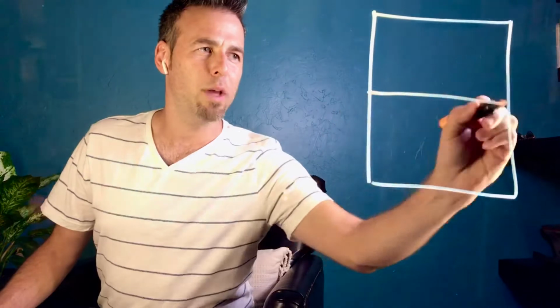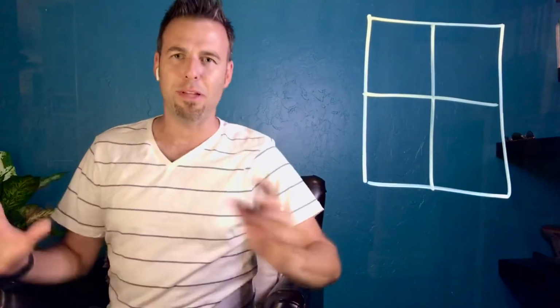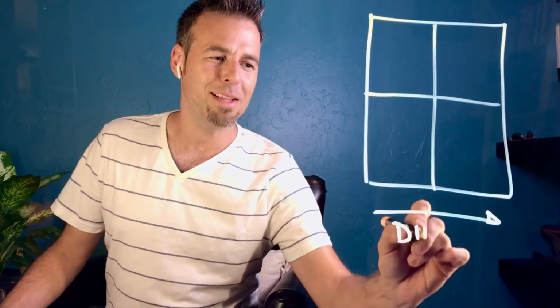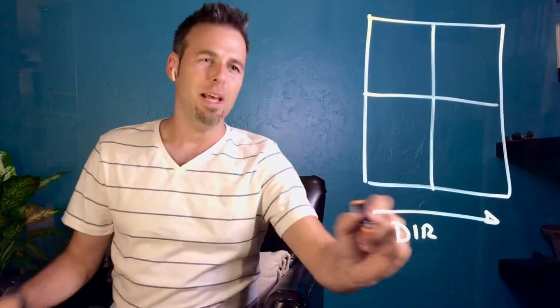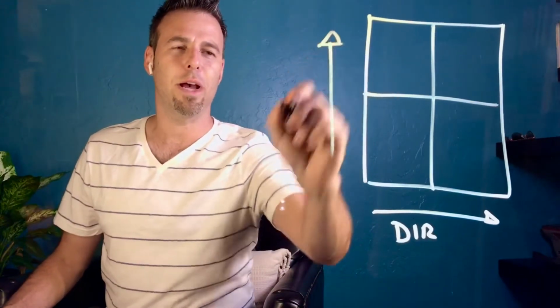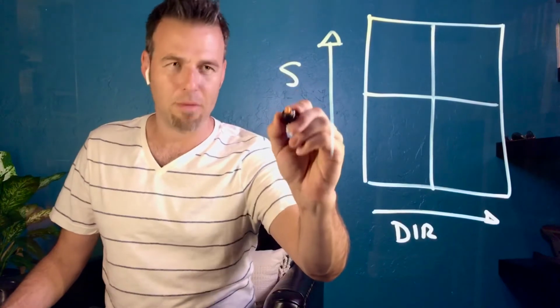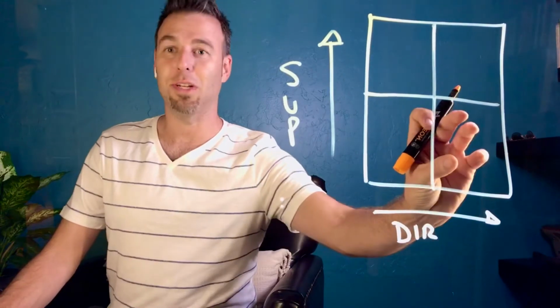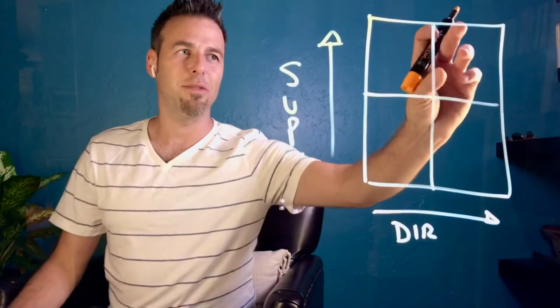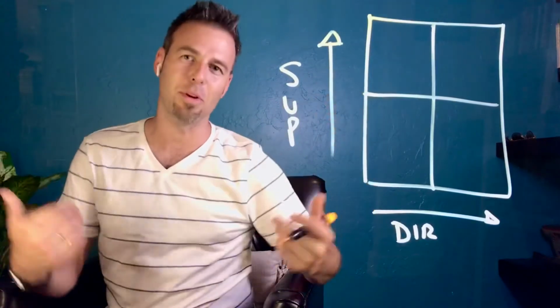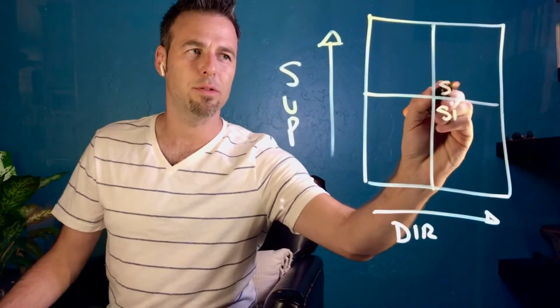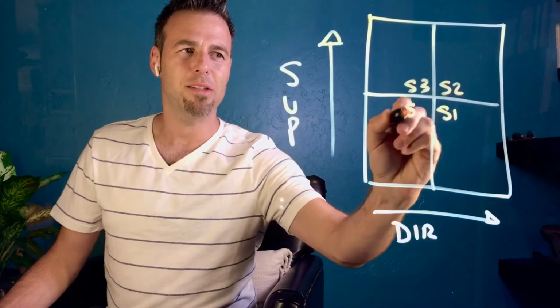So I'm just going to draw a square here to give us a way of looking at this. This square represents a couple of things. This axis at the bottom represents the amount of directive behavior that the people on your team need from you. And the vertical axis represents the amount of supporting behavior that they need from you. In other words, if they're in this box here, they need a lot of direction in the goals they are trying to accomplish. And the higher they go, the more support they need from you and not as much direction. We're going to label these boxes S1, S2, S3, and S4.